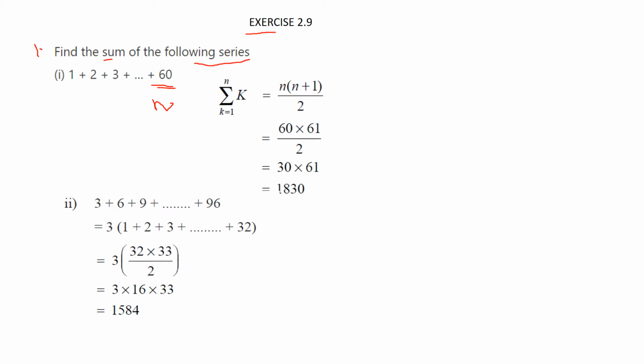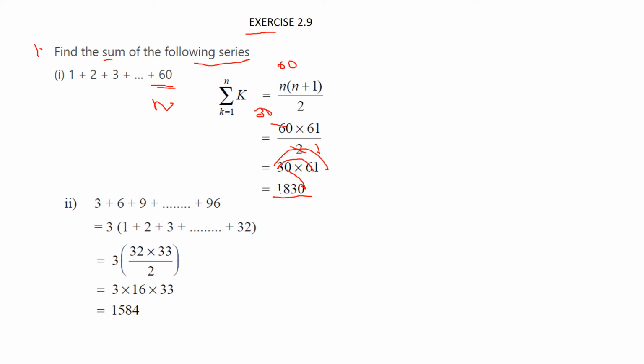series. Sigma k, k equal to 1 to n, k equals n into n plus 1 by 2 is the formula. N is 60. 60 into 60 plus 1, 61 by 2. After you cancel, 1 2 is 2, we get 30. And 30 into 61, put 0. 3 ones are 3. 3 6s are 18. So 1830 is the answer.